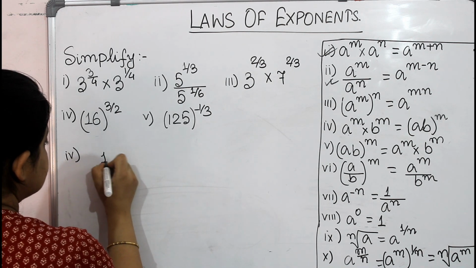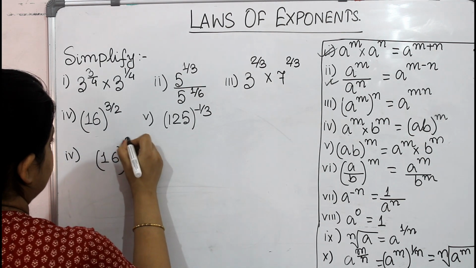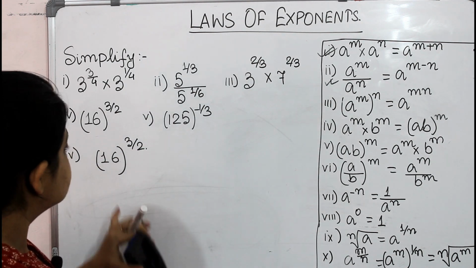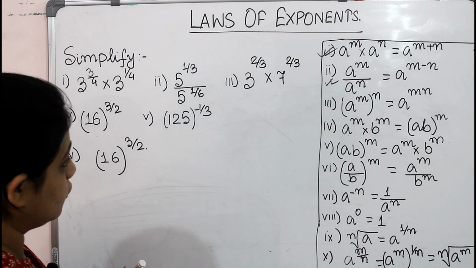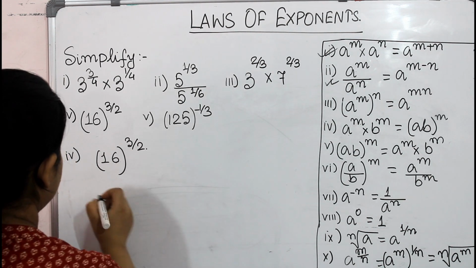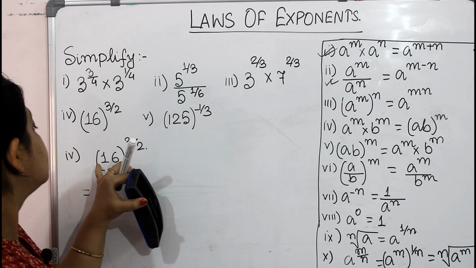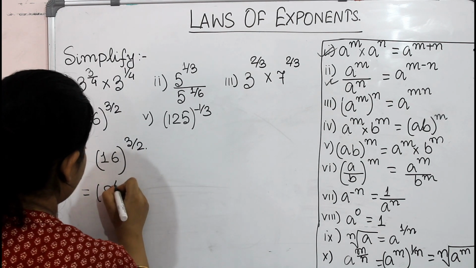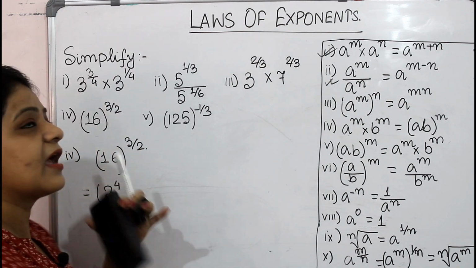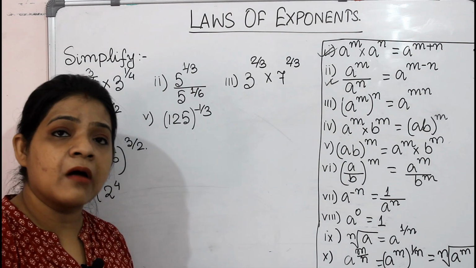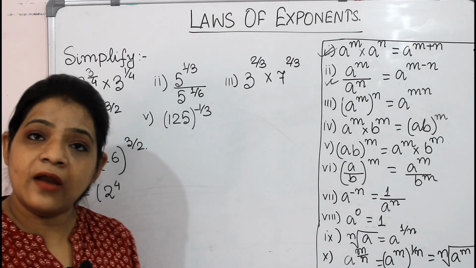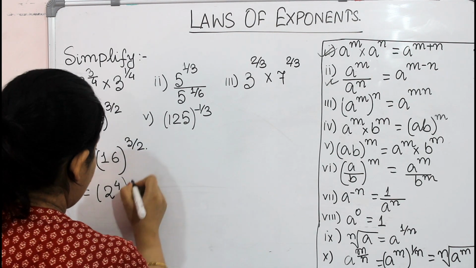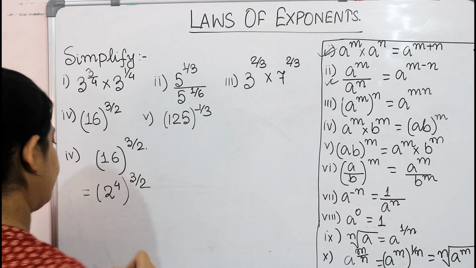Now the fourth one is 16 to the power of 3 by 2. You can write 16 as 2 to the power of 4, or 4 square also. Whatever you like, you can write. And the power is 3 by 2.